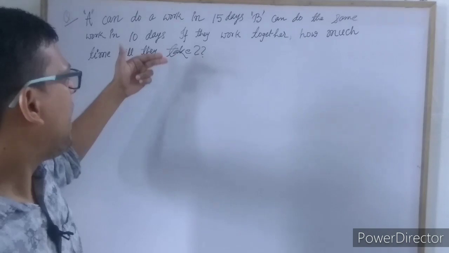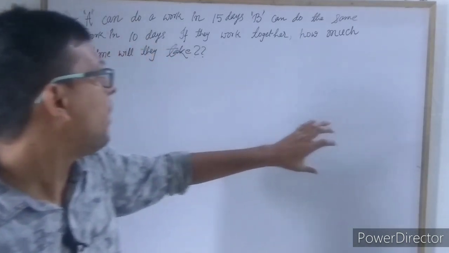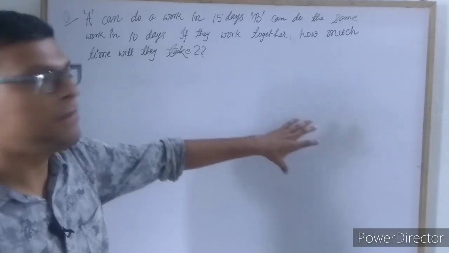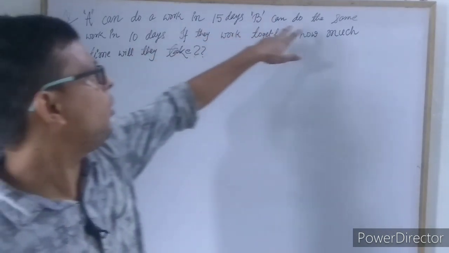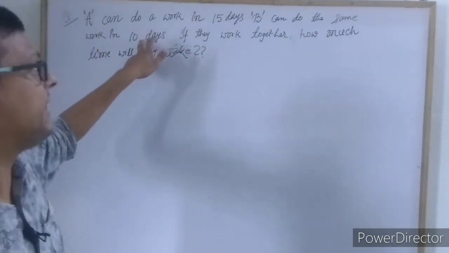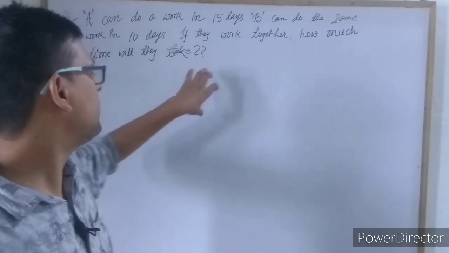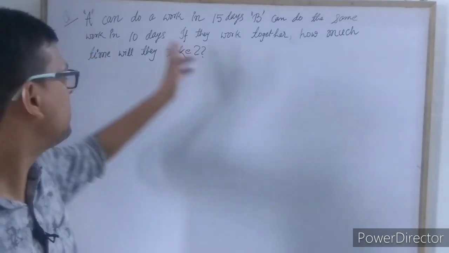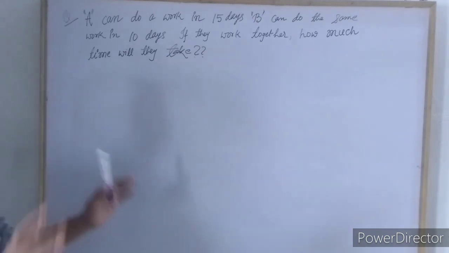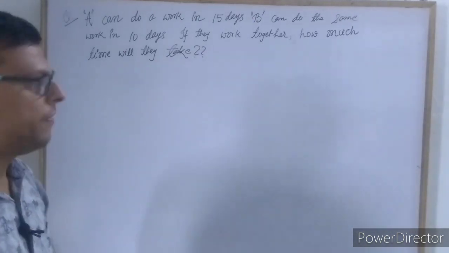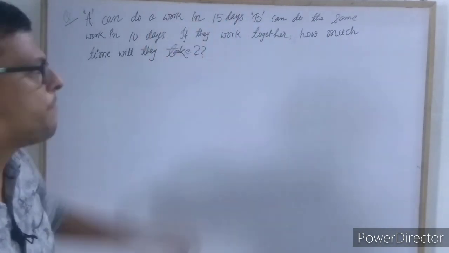I don't know what my answer is as of now, but for sure I know that whatever my answer will be, it has to be less than 10, because B alone could do the same work in 10 days. So if A and B work together, naturally they will take less than 10 days, isn't it? So I don't know my answer, but I know for sure that my answer will be less than the lesser of these two values.